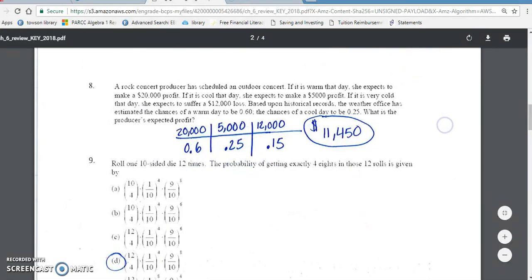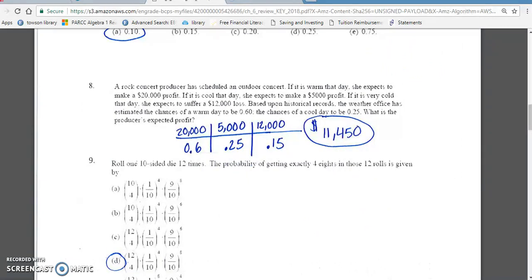Same thing with number 8. I'm setting up my own probability distribution, and this was the very beginning of the unit. We had to do the expected value, and in this case the expected value was 11,450. So I just took 20,000 times 0.6 plus 5,000 times 0.25 plus 12,000 times 0.15.